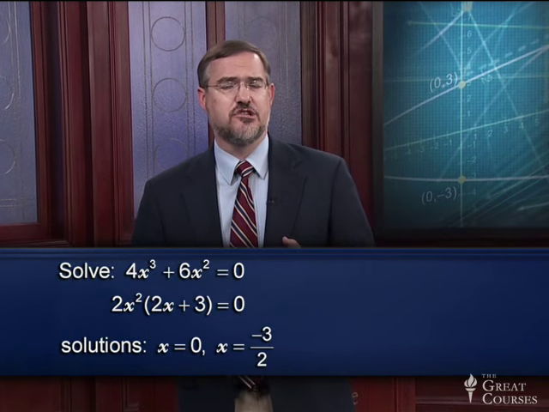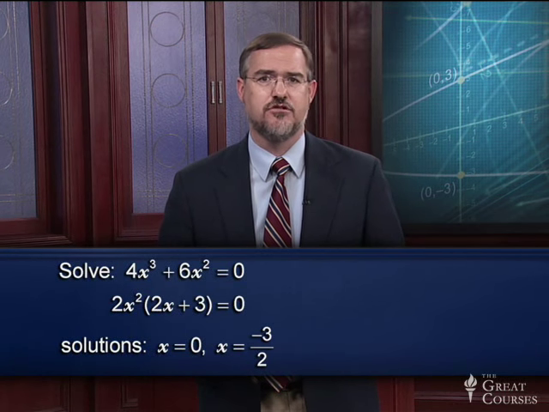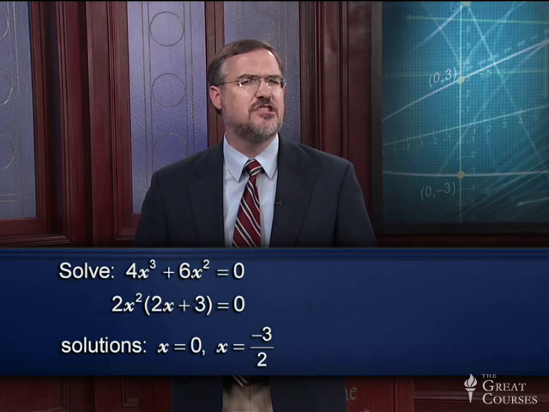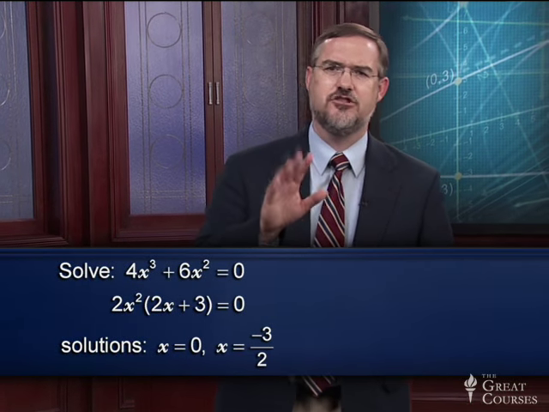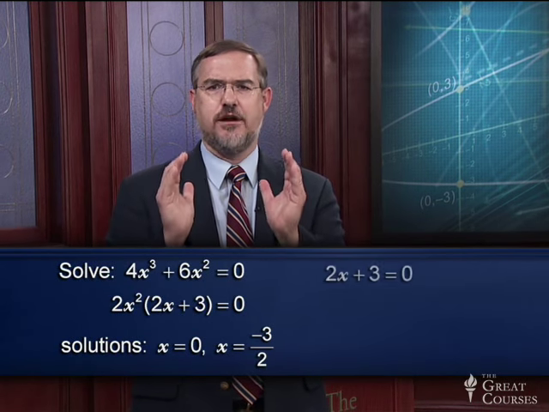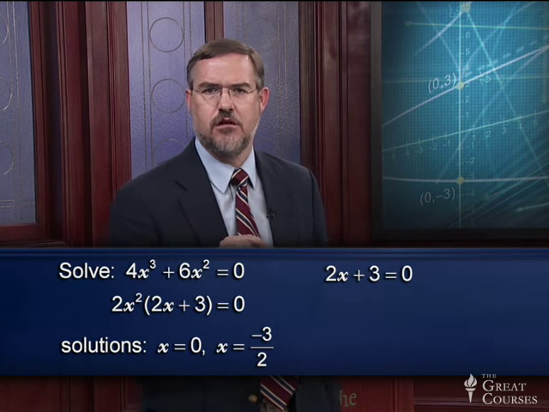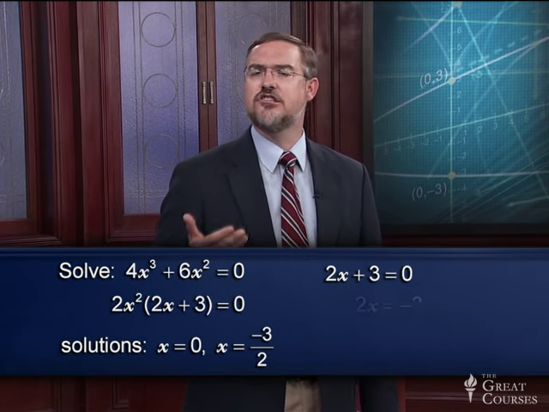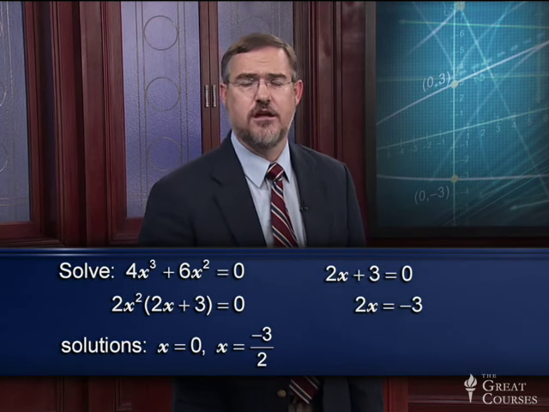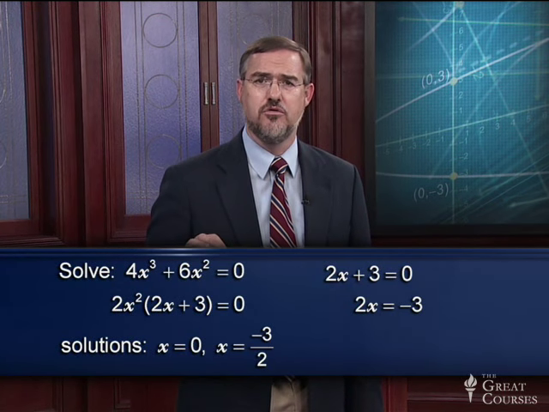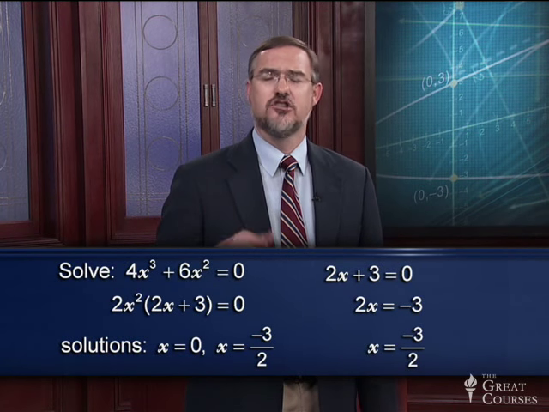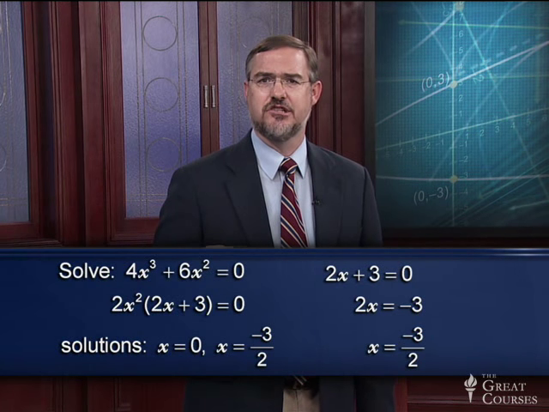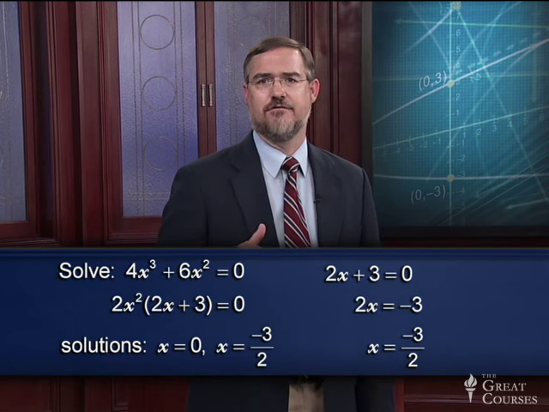They are x equals 0, which is coming from the x squared term, and x equals negative 3 halves. Now, where did that x equals negative 3 halves come from? Let's just check quickly. When you look at the 2x plus 3 equal to 0 and subtract the 3, it's the same as 2x equals negative 3, and then dividing by the 2 will give you x equals negative 3 halves. So those are my two solutions, x equals 0 and x equals negative 3 halves.